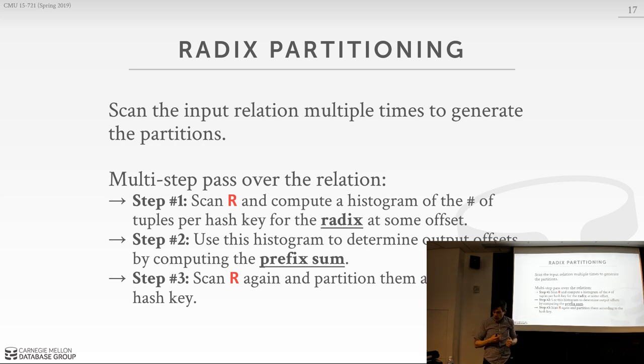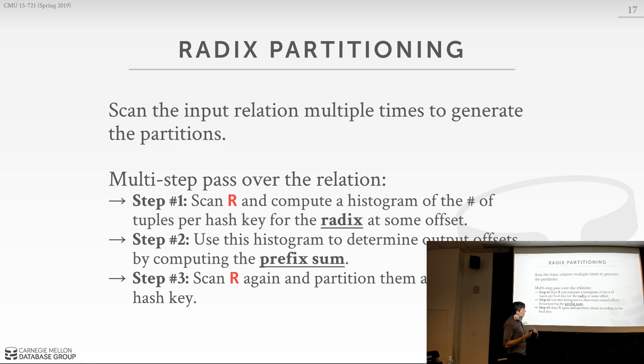All right, so the first pass we're going to do is scan our relation R, and compute a histogram that's just going to count the number of tuples that hash to a partition for a given radix, right? And this is the same radix that we talked about in the radix tree. Just think of it like a digit in the actual key. In the case of the radix tree, we were looking at bytes, sort of the same thing. Think of one character, one position.